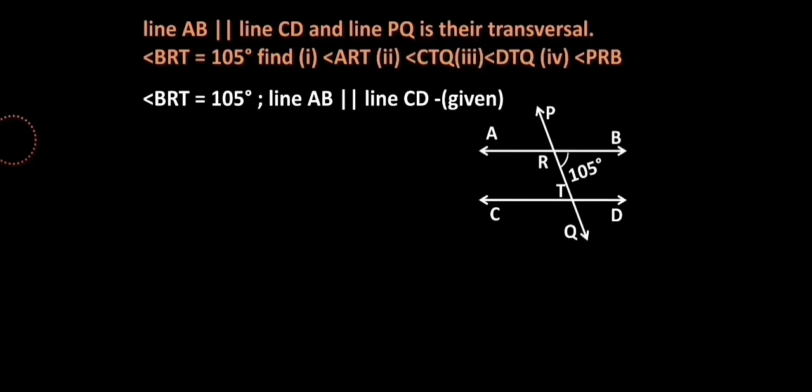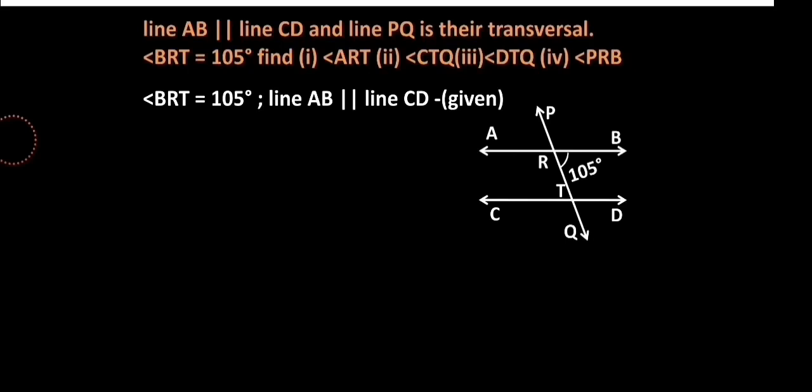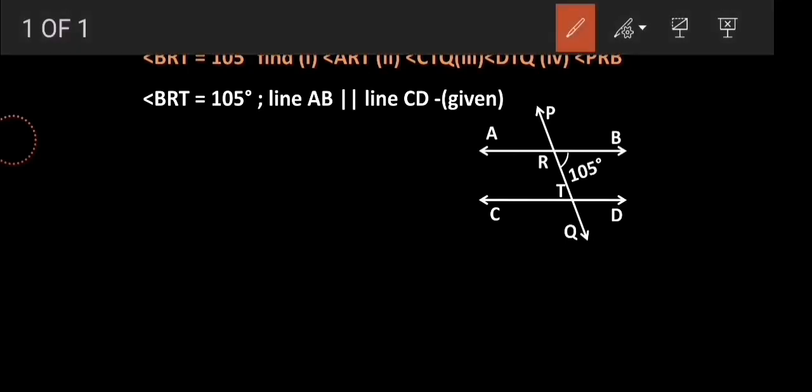The way I told you, the very first part is to write the given details of the question, which are written already over here. BRT is 105 and AB is parallel to CD, and PQ is acting as a transversal. So let's begin. We have to find first angle ART.